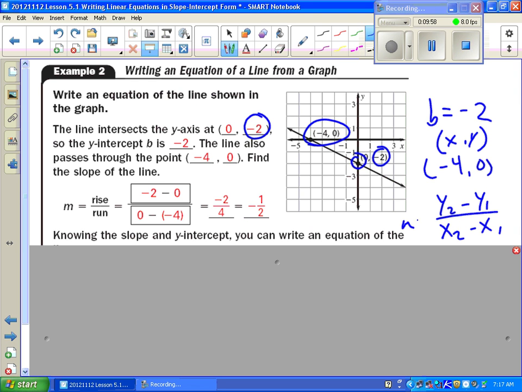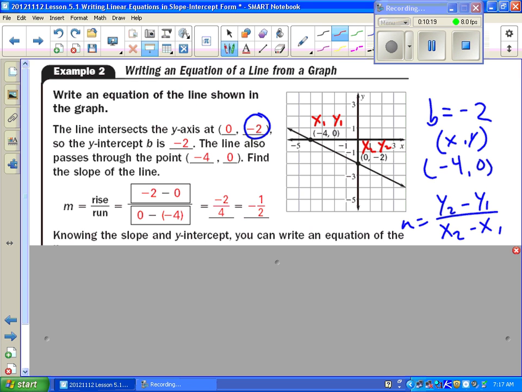That's your slope formula. So we'll use the 2 points that we have, negative 4, 0, and 0, negative 2. So you have x sub 1, y sub 1, and x sub 2, y sub 2. And then you're just plugging in your values for your formula.